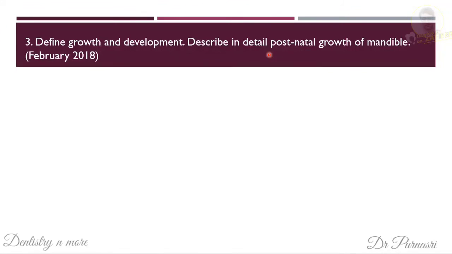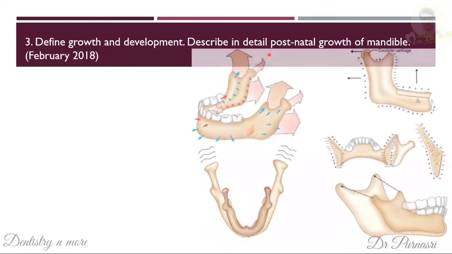So whenever you are asked about postnatal growth or prenatal growth of maxilla or mandible, the most important thing while you're studying and writing the answer is diagrams. That is a must. So these are the diagrams that you can draw. When you are learning, if you learn these diagrams, you can easily remember what changes are happening. The plus signs indicate deposition, the minus signs indicate resorption.